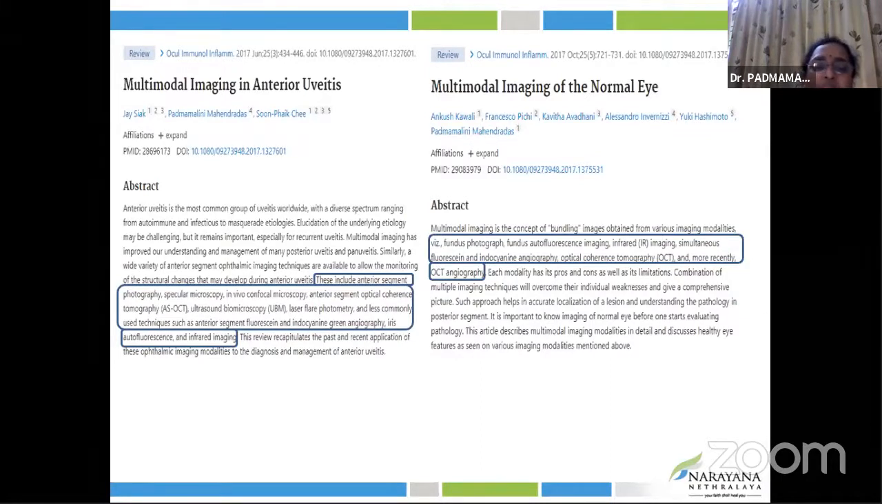In multimodal imaging in uveitis, anterior segment, we have photography, specular microscopy to study the endothelial cell count, especially before cataract surgery or in complicated cataract surgeries. Then in vivo confocal microscopy, anterior segment OCT, ultrasound biomicroscopy, and laser fluorimetry to quantify the inflammation. Invasive angiography, indocyanine green angiography, can be done to study the iris circulation, and also we have infrared imaging of the iris. So these are the various methods available to study.